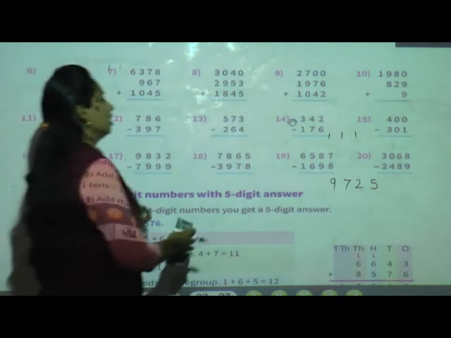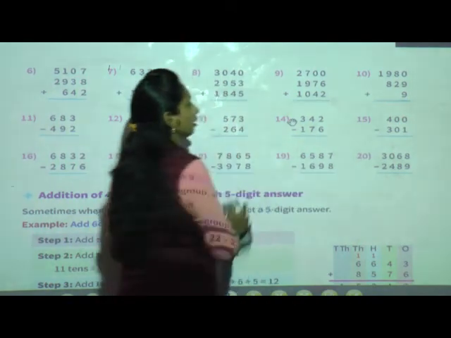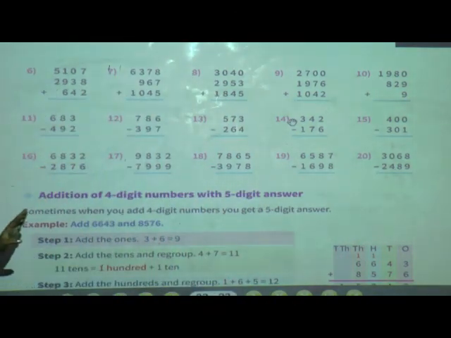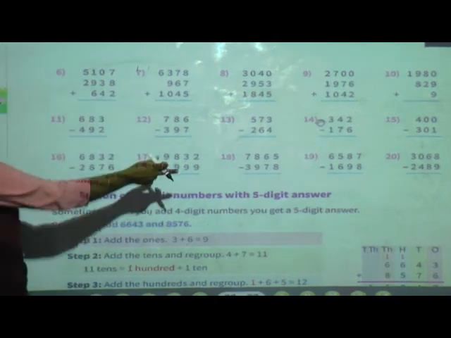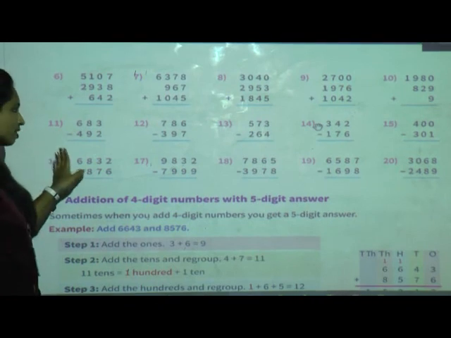So you know very well now addition. Okay. Now 10 sums are there. You solve by your own. Now I will tell you 2 sums of subtraction. Now see, from 11 to 20 they had given the examples of subtraction.